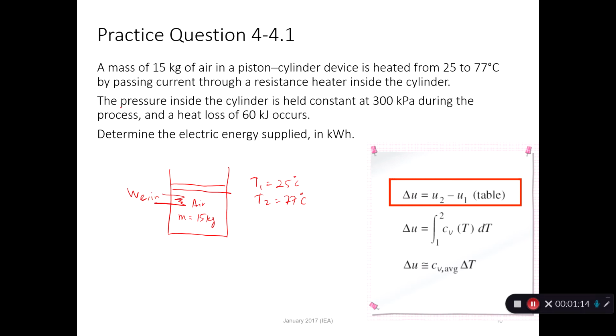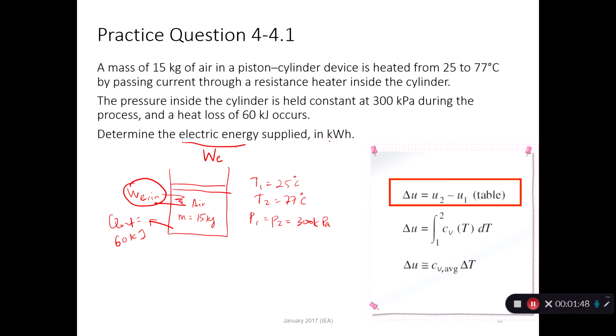Okay, we don't have the values though. Now the pressure inside is constant, so P1 equals P2 equals 300 kPa, and there's a heat loss of 60 kilojoules, so Q out equals 60 kilojoules. Determine the electric energy supplied. That means electric energy. So this is W E. So basically this is what you have to find.